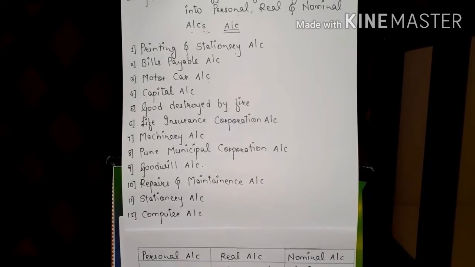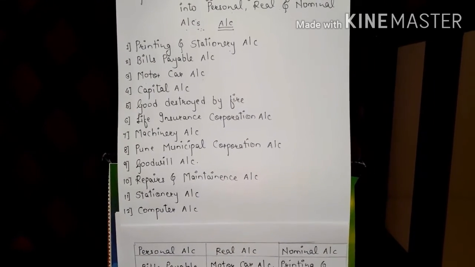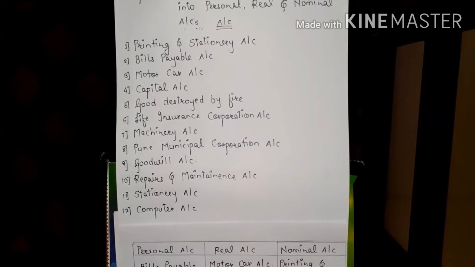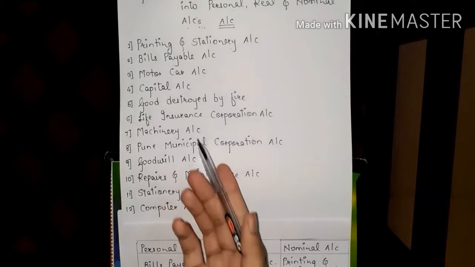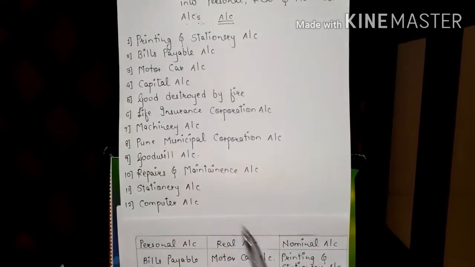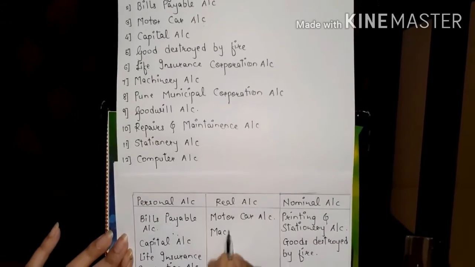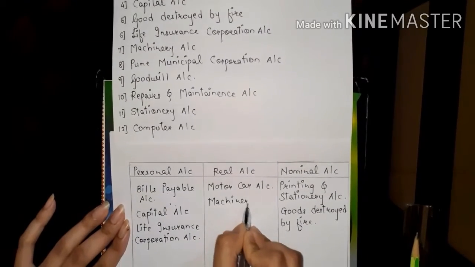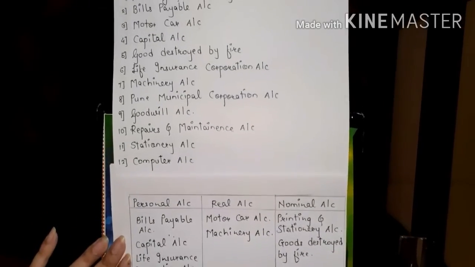Okay. Now next, machinery account. Now, as I already told you again, all the assets are in real account. They fall under real account. So machinery is already our asset. It is the asset of our business. So machinery account is a real account. It comes under real account. So here I'll write down machinery account. Okay. Now next.